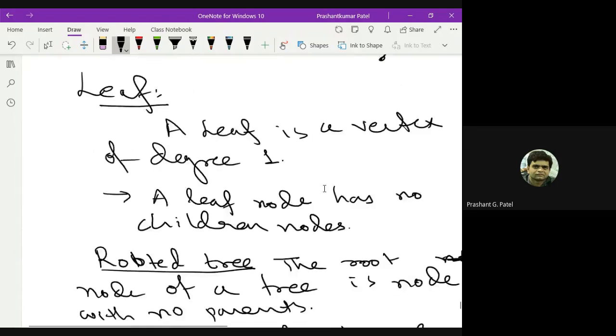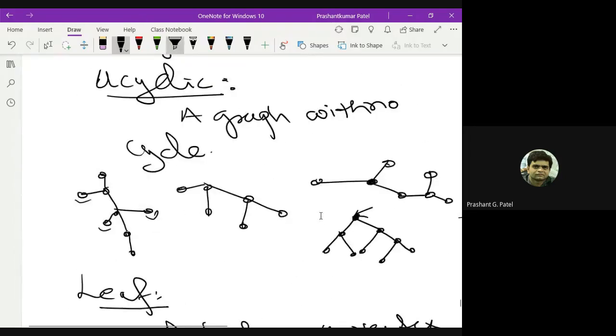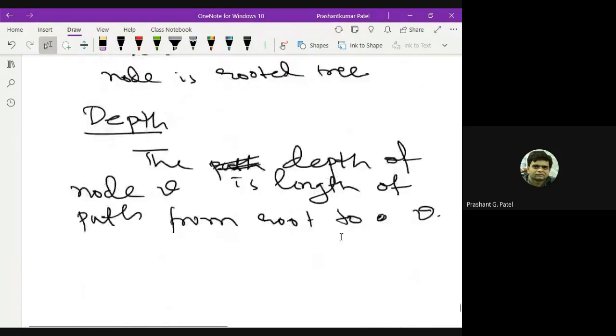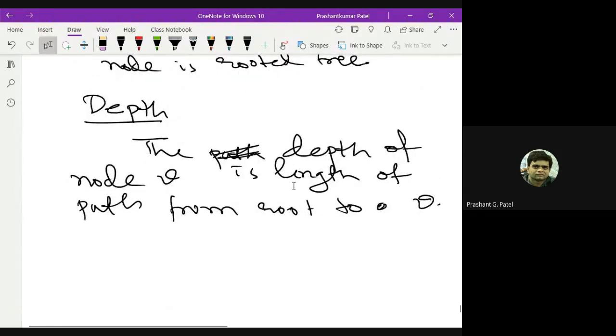For example, if this vertex is my root, then the length from here to here is called the depth of this vertex B. So the depth of this vertex B is 3. That is generally denoted by L of V, which is 3. Okay. And the maximum depth is called the depth of the tree. A level is also there.